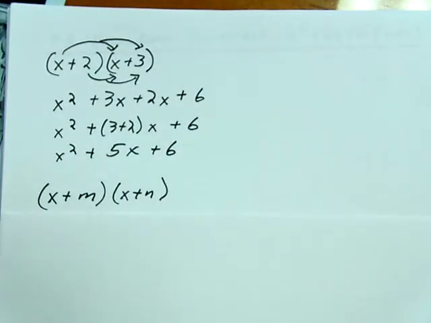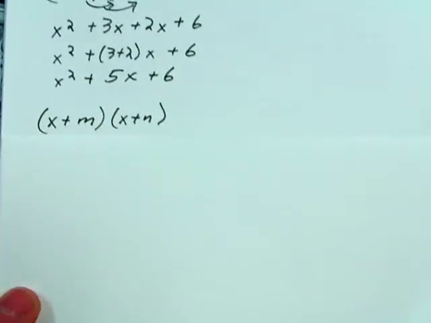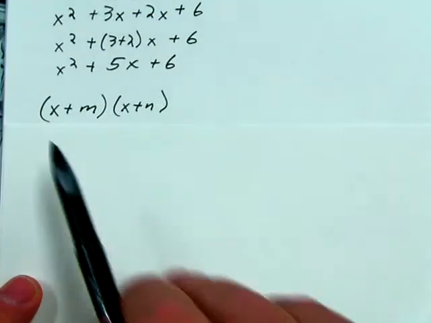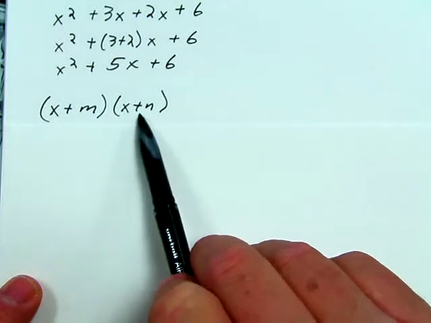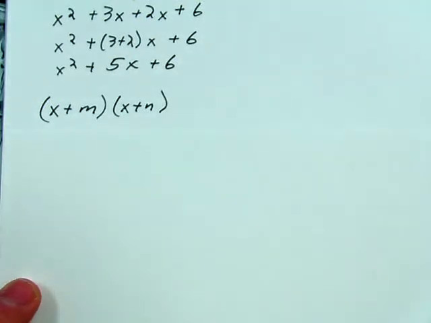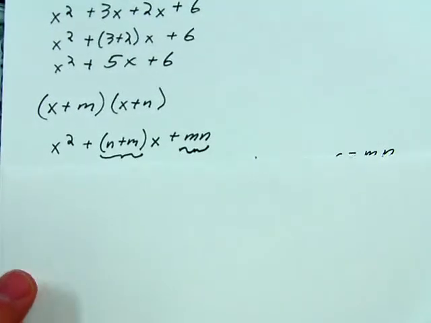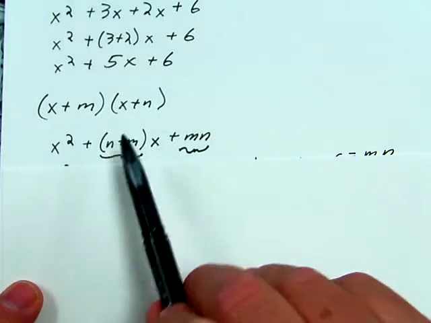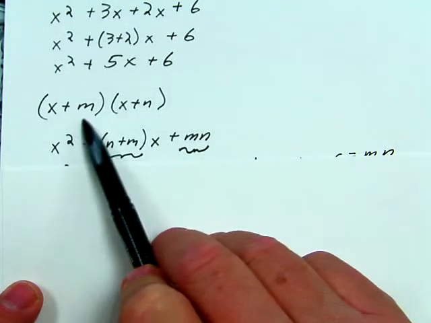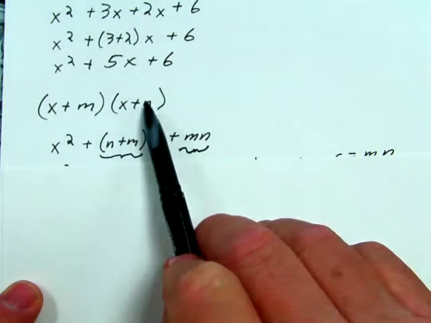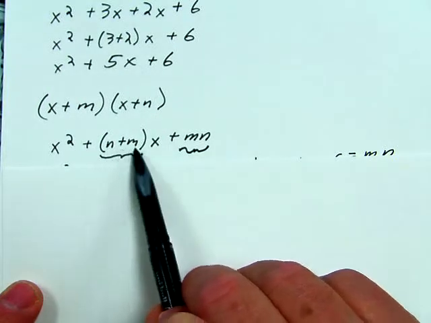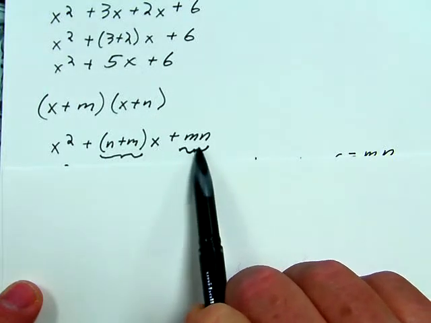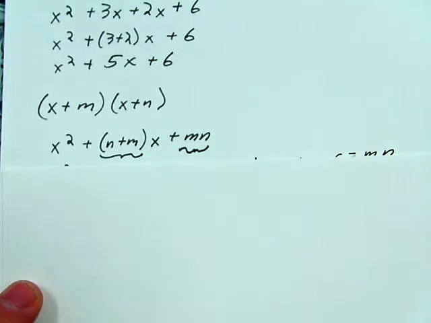Now let's take a look at factoring using variables instead of numbers. If I have x plus m times x plus n, I just multiply that out. I get x squared from my first terms. My inner term and my outer term added together are m plus n times x. And the last term is always m times n.